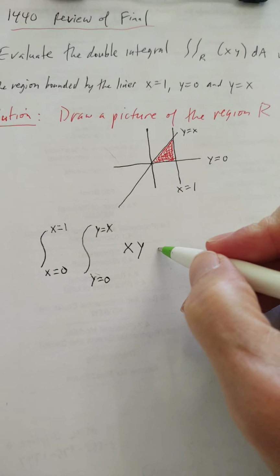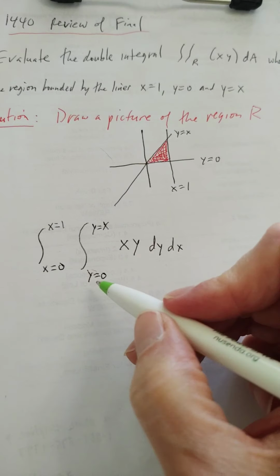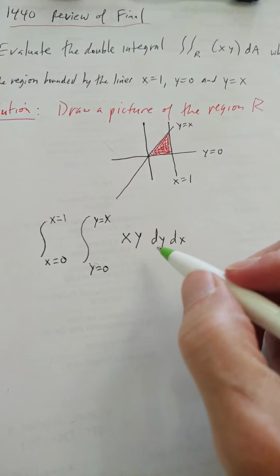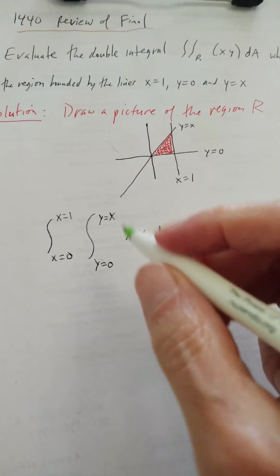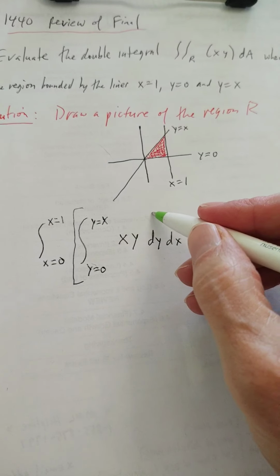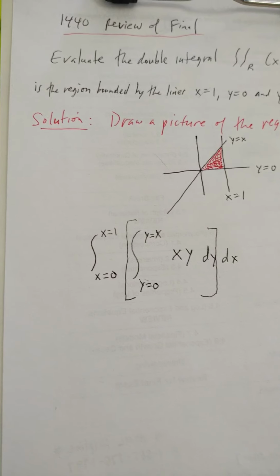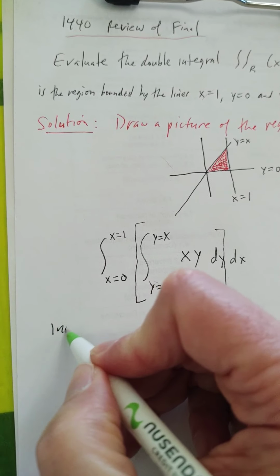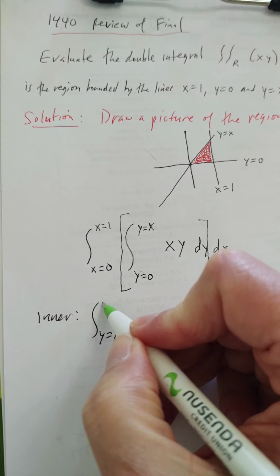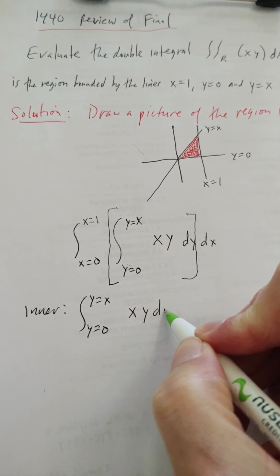And then instead of writing dA, I'm either going to write dx dy or dy dx. And as you know, it has to be dy dx, because the inner integral has endpoints in terms of y. So we've got to write dy first. And then as I typically do, I like to identify that inner integral as such. So let's do the inner integral here. The inner integral is going to be y equals 0 to y equals x of xy dy.